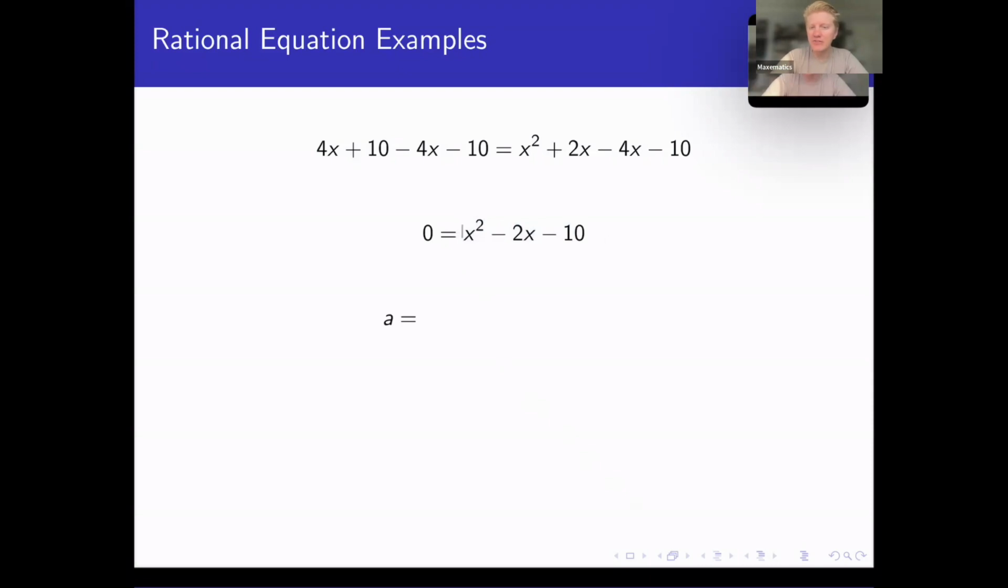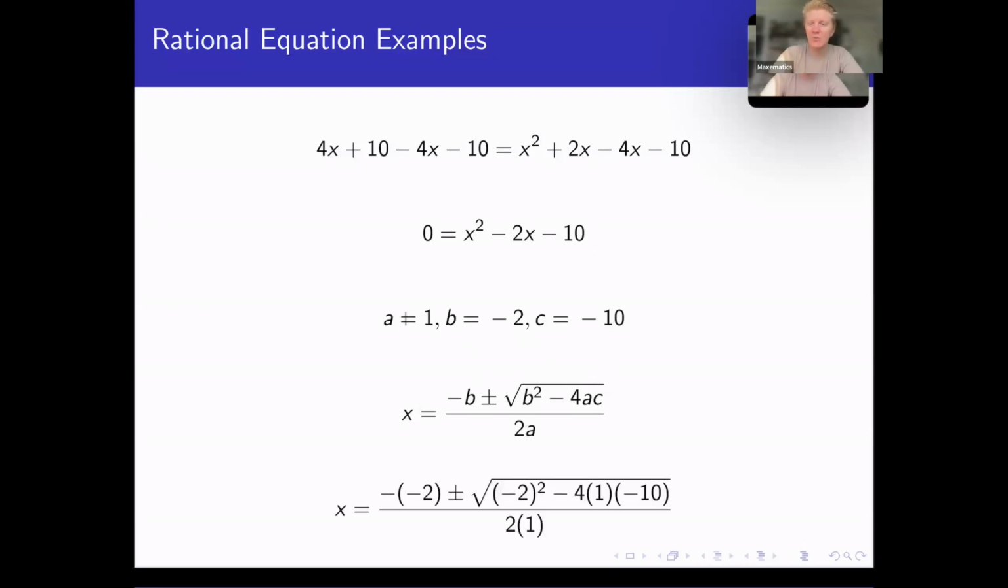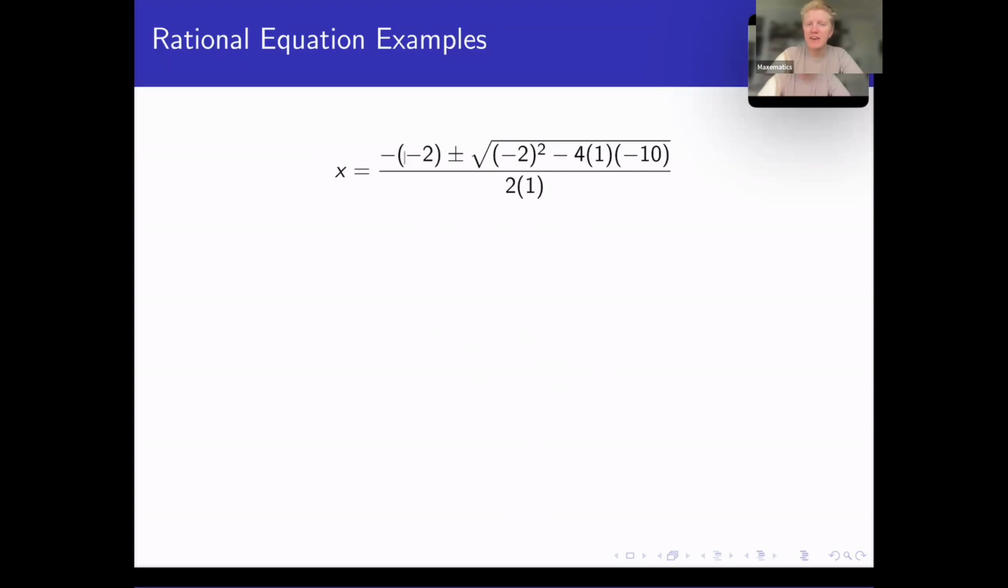If this is ax squared plus bx plus c, a is 1, b is -2, and c is -10. Quadratic formula looks like this bad guy right here. And let's plug in everything we know. B is -2, B is -2, A is 1, C is -10, and A is 1. Alrighty. Negative -2 is +2. -2 squared is +4. -4 times 1 times -10 is +40. 4 plus 40 is 44.